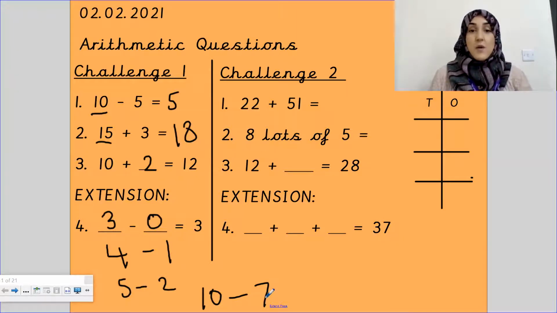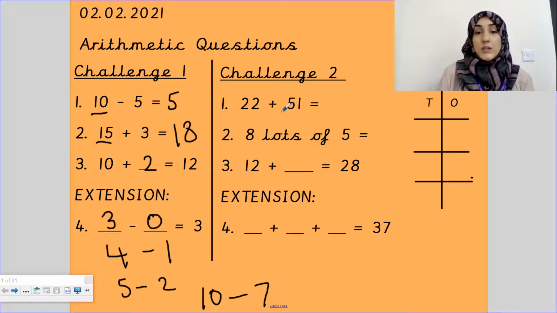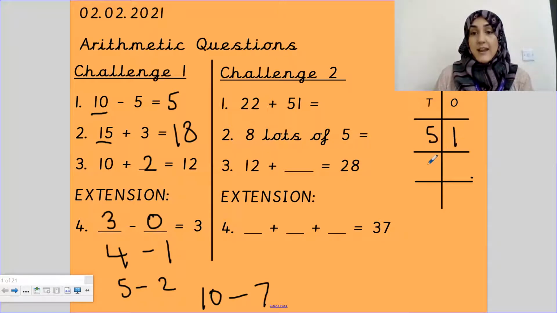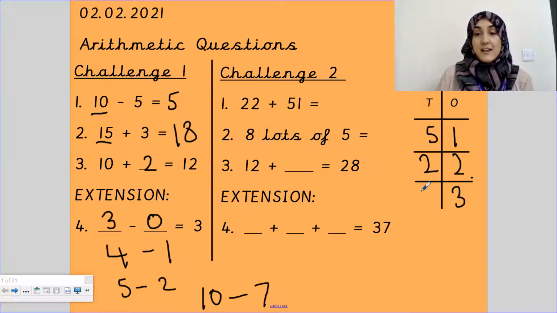Okie dokie. Now let's move on to challenge 2, question number 1. Let's see. I'm going to do 51 add 22. Nice column addition there. I've got 1 add 3 ... I've got 1 add 2, which equals 3, and I've got 5 add 2, which equals 7. So 22 add 51 equals 73.